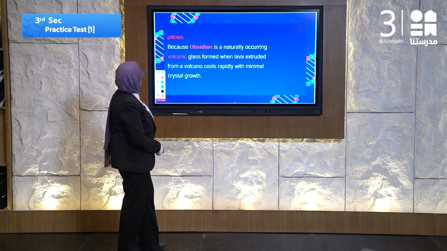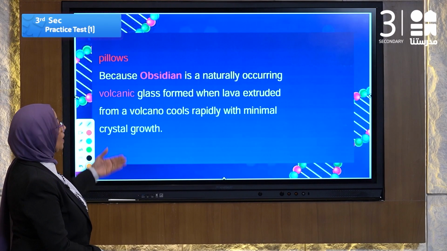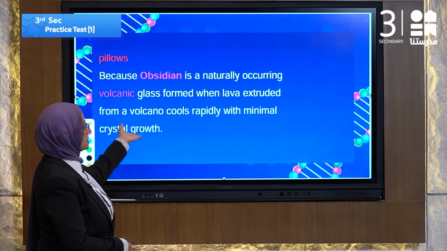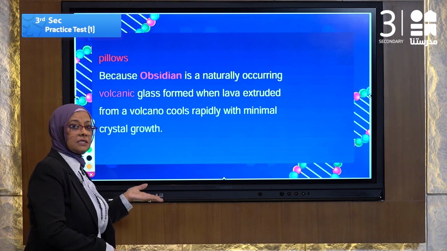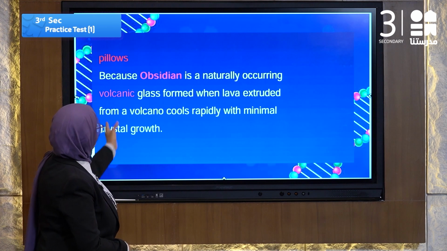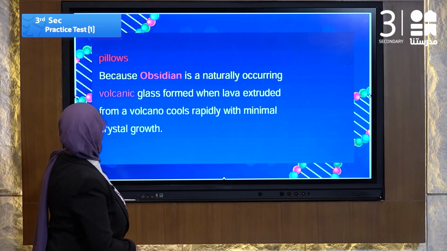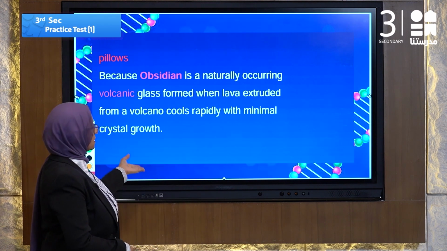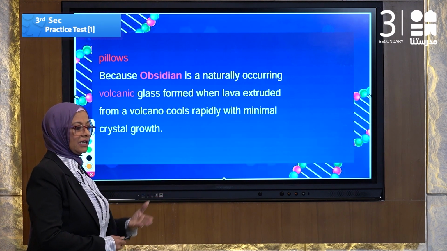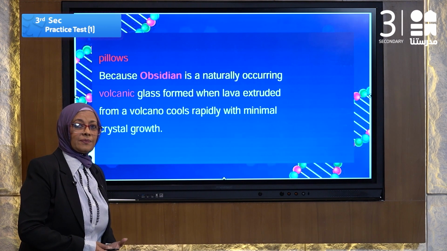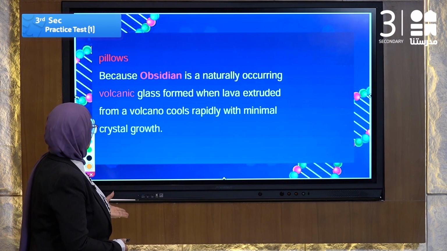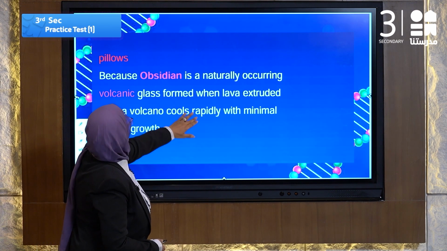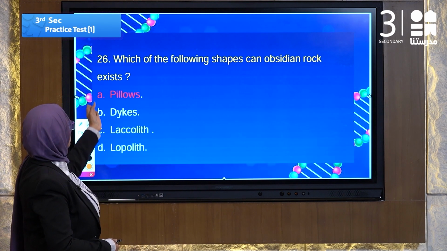Let's go. Bilos. Why bilos? Obsidian is naturally occurring volcanic glass. Volcanic means it arises from the volcano. Glass is formed when the lava extruded from a volcano cools rapidly, without mineral crystal growth. Yes, the volcano produces magma. The magma is cooled and becomes obsidian. The answer will be bilos.